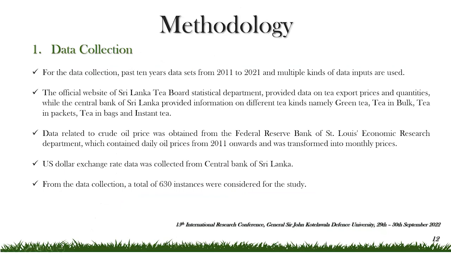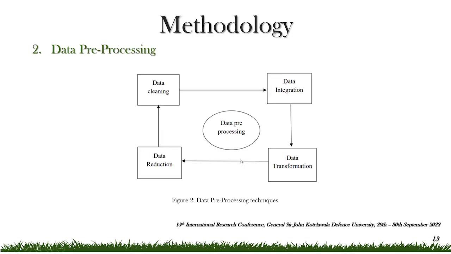The official website of the Tea Board Statistical Department provided the basic information regarding the different tea types, such as green tea, tea in bulk, tea in packets, tea in bags, and instant tea. The data on crude oil price was obtained from the Federal Reserve Bank of St. Louis Economic Research Department, and the US dollar exchange rate was collected from the Central Bank of Sri Lanka. From all the data collection, it was found that a total of 630 features could be used for this research study. And then data pre-processing was considered.